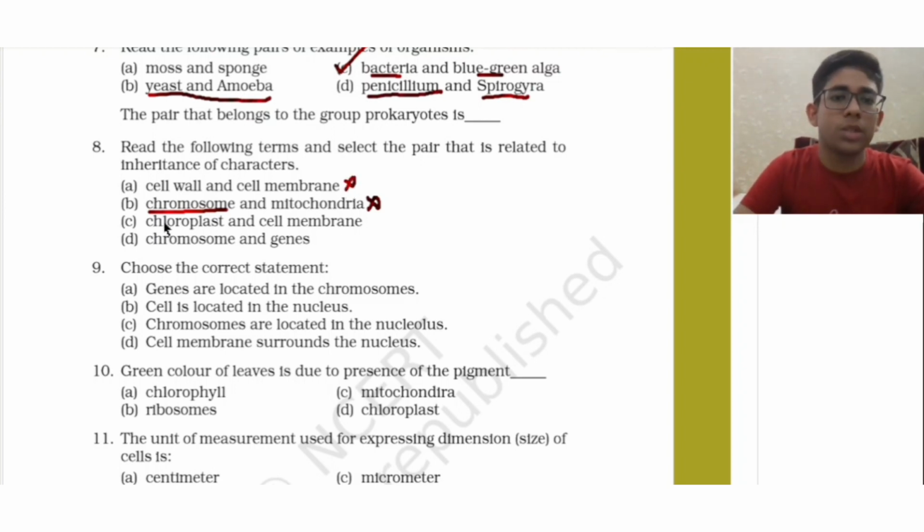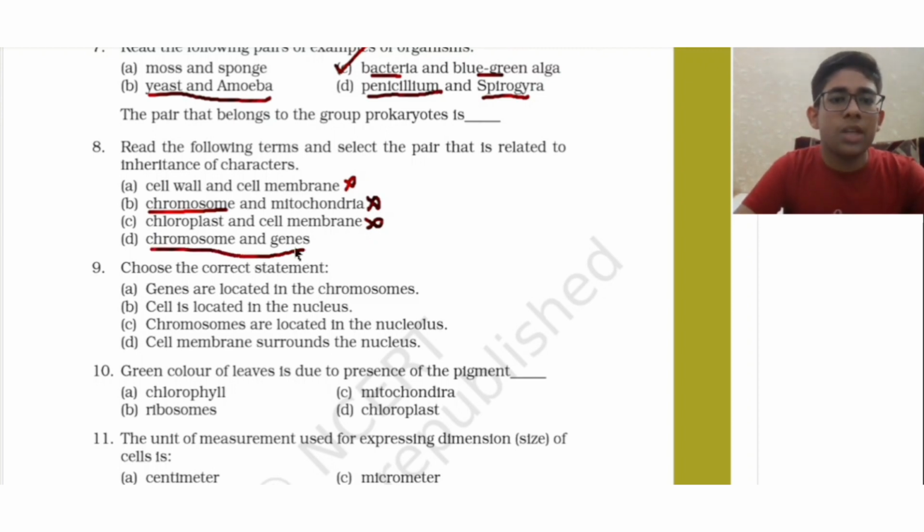Moving on to the third option, chloroplast and cell membrane. It contains cell membrane which does not store the genetic character, and chloroplast has DNA but it is not totally functioned to store it. So it is also wrong. The function of chloroplast is basically to photosynthesize. So option C is wrong.